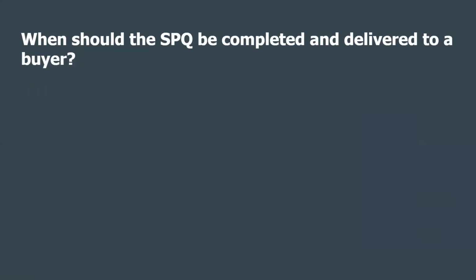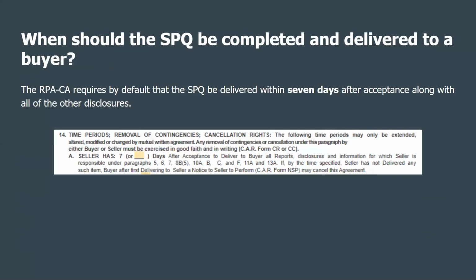When should the SPQ be completed and delivered to a buyer? The RPA requires by default that the SPQ be delivered within 7 days after acceptance, along with all of the other disclosures. So we're looking at section 14 here of the RPA, and you'll see letter A, seller has 7 days after acceptance to deliver to buyer all reports, disclosures, and information for which seller is responsible. So this is including the SPQ.